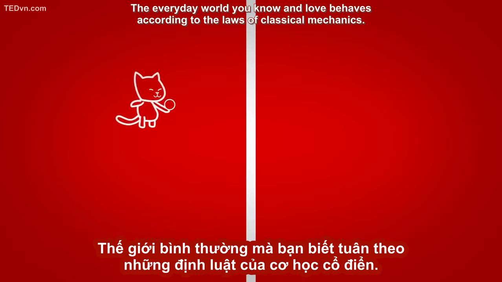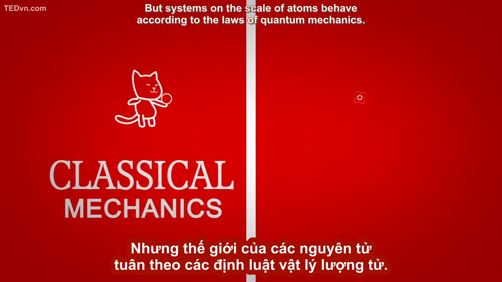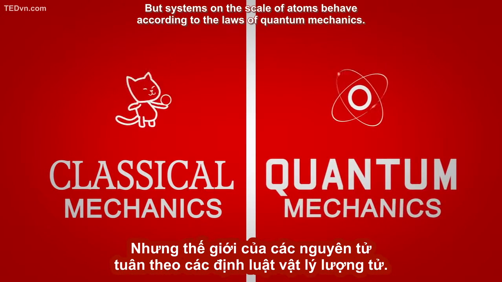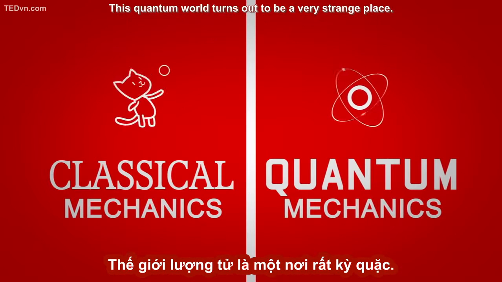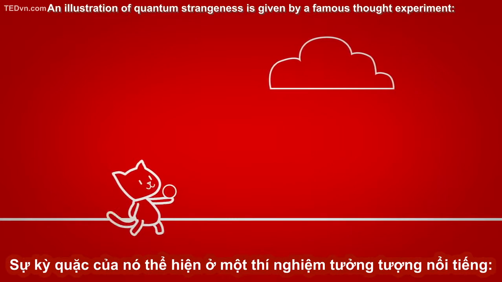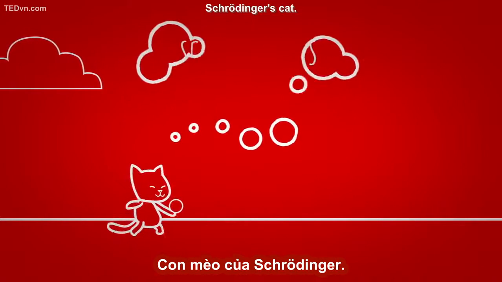The everyday world you know and love behaves according to the laws of classical mechanics. But systems on the scale of atoms behave according to the laws of quantum mechanics. This quantum world turns out to be a very strange place. An illustration of quantum strangeness is given by a famous thought experiment, Schrödinger's cat.